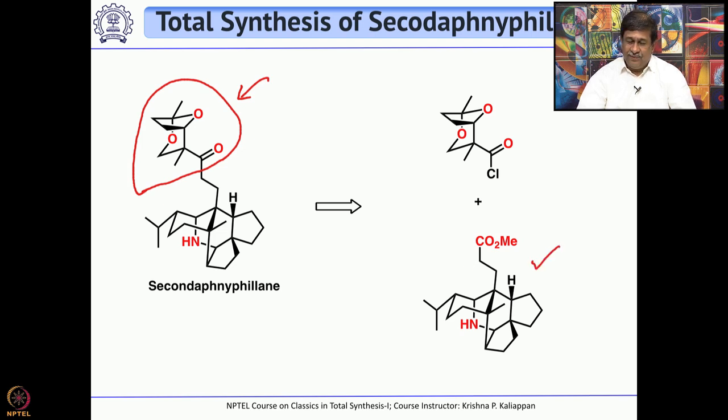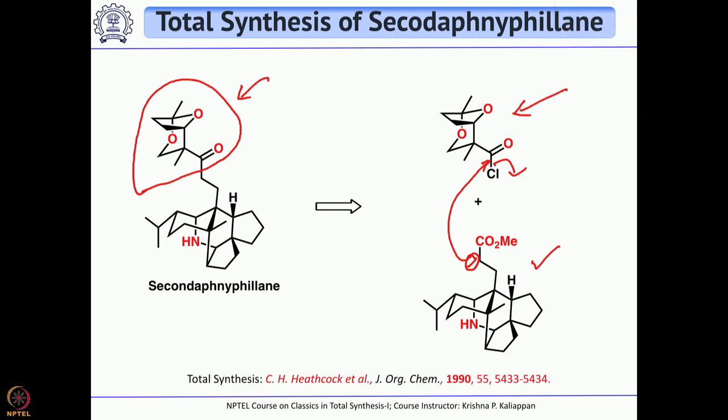Now if you can generate an anion here and then attack this acid chloride, you will get a beta-ketoester. Once you have the beta-ketoester, you can decarboxylate, and the decarboxylation will give the natural product secodaphniphyllane. So for the synthesis of secodaphniphyllane, what is required is the synthesis of this acid chloride in optically pure form. So how did he do it?